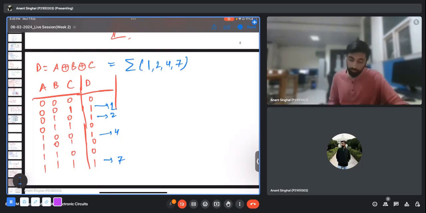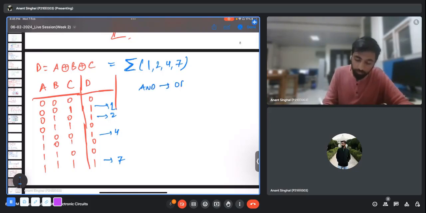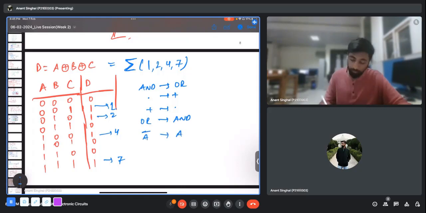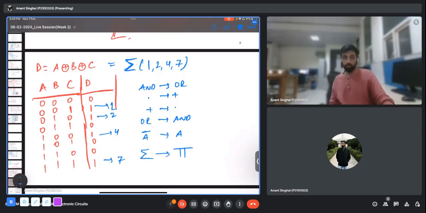And now a good thing is that a dual is basically the replacement of an AND with an OR, that is, a dot with a plus and a plus with a dot. Basically AND with OR, OR with AND, and any complement with a direct. So basically the dual of minterms is the maxterms itself.